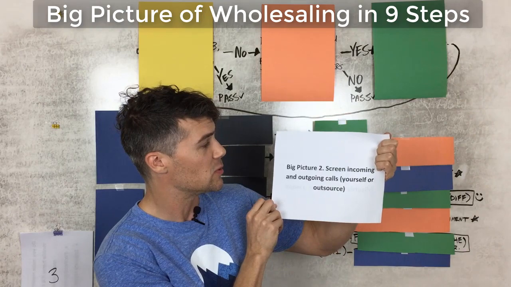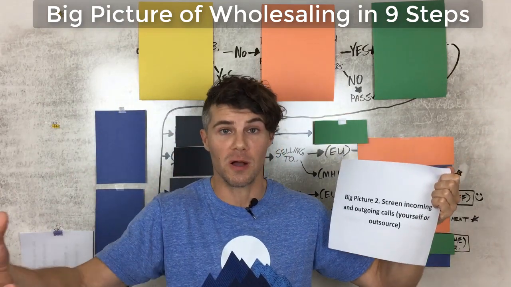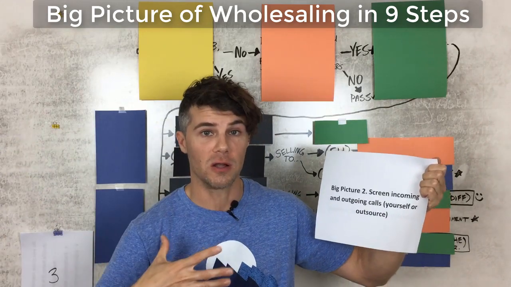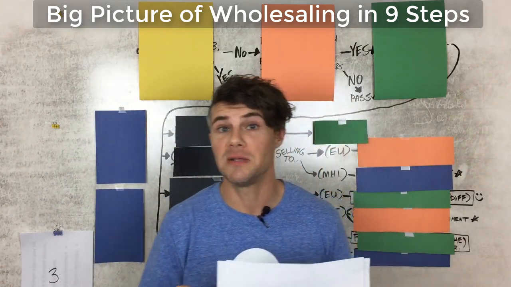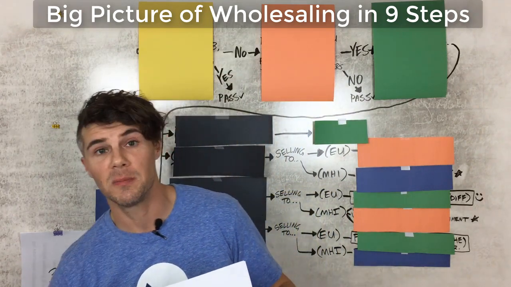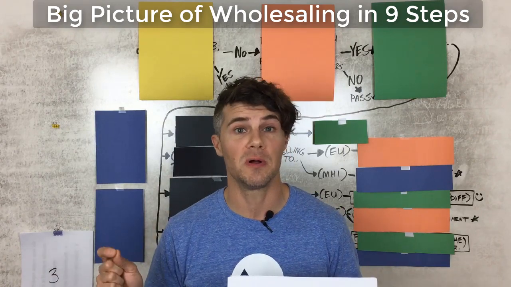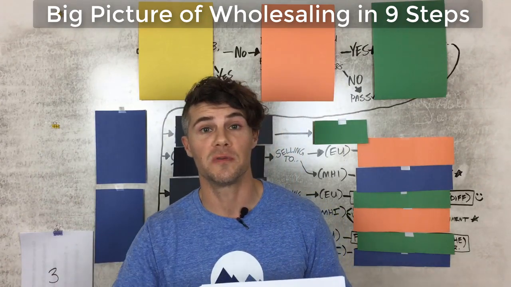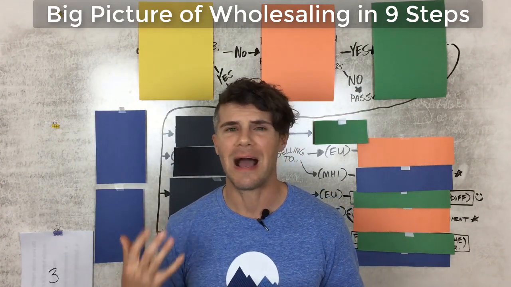Big picture, step number two is screening the incoming or outgoing calls. If you're calling sellers, or if sellers are calling you, you want to screen them. Either you can do it yourself, or you can have an automated service, or a phone system that routes calls to you or automatically screens away people. They have to press one or press two if they're a buyer or seller. They have to listen to a message and they get weeded out. I don't like to do that.